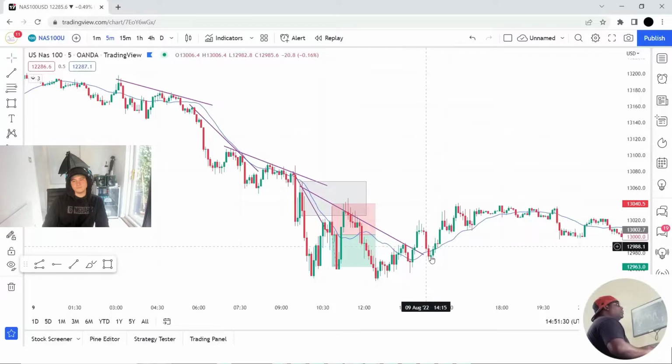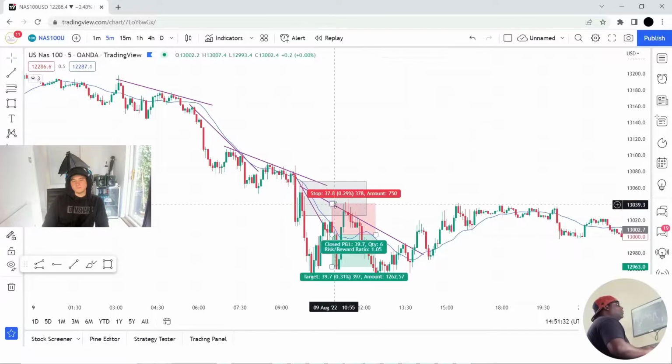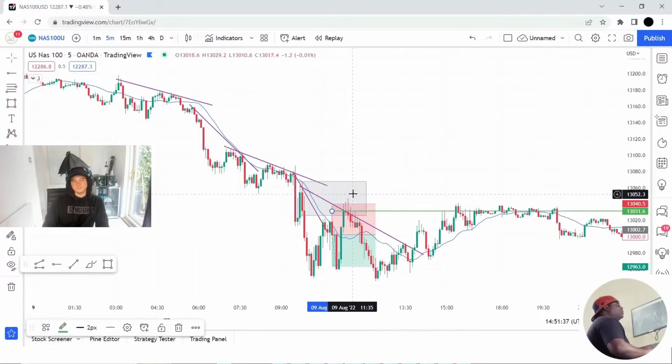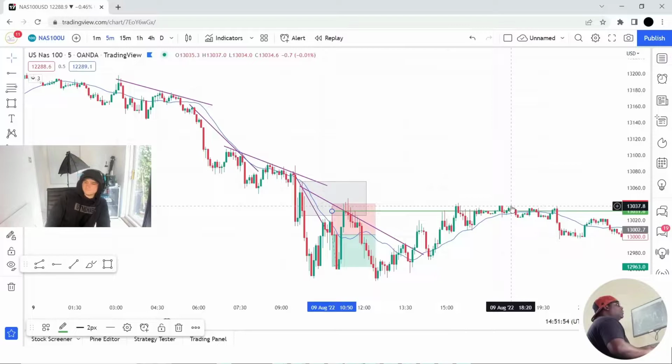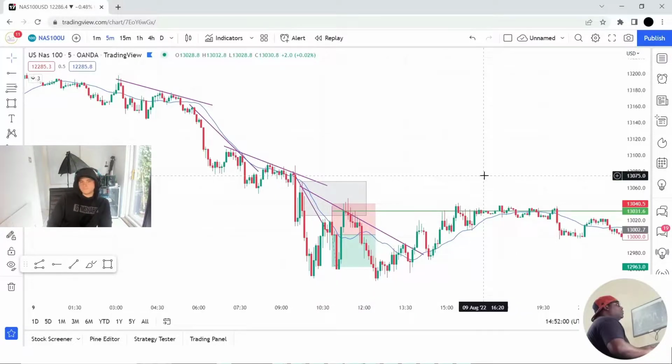So let's say I'm going long right here. You have to understand that it's resistance right here. So if you're trying to go long right here, you can't go long right at resistance. Please understand that, because I see it all the time. New traders either go long at resistance or they go short at support. So you have to keep that in mind. Now let's go to another example.